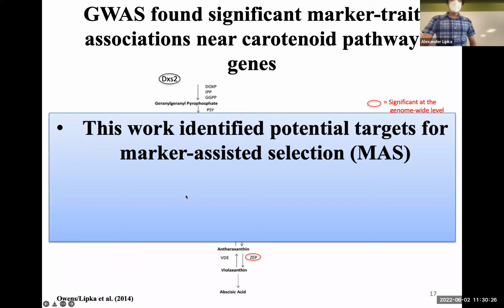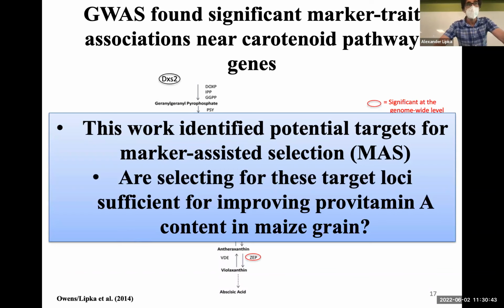So the take-home message is that we were able to identify large effect genes and maybe more moderate size effect genes as statistically significant. And we are able to identify more potential targets for marker-assisted selection. So this bullet point here, I'm foreshadowing the stuff that we're going to talk about later on this afternoon. So just to get you all excited and thinking about what we're doing this afternoon: are selecting for these target loci sufficient for improving provitamin A content in maize grain? We will answer that question this afternoon, so stay tuned.